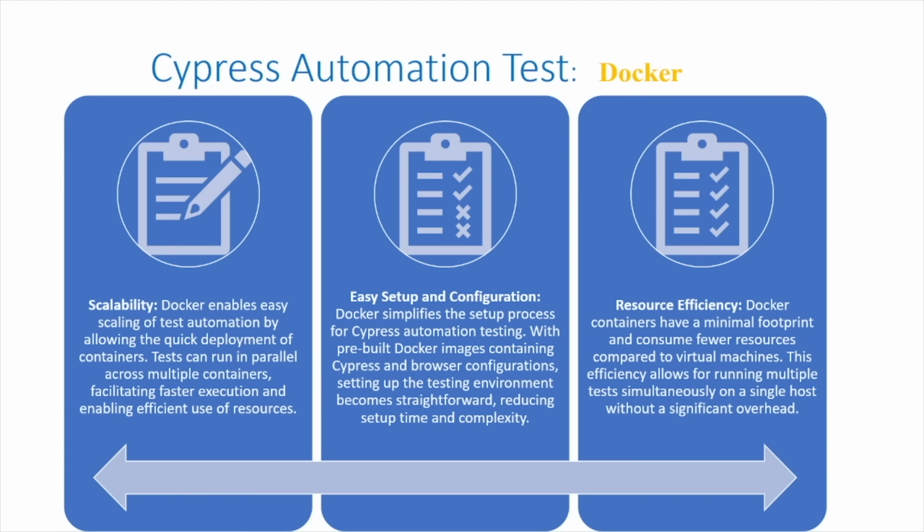Easy setup and configuration. Docker simplifies the setup process for Cypress automation testing. With pre-built Docker images containing Cypress and browser configurations, setting up the testing environment becomes straightforward, reducing setup time and complexity. Resource efficiency. Docker containers have a minimal footprint and consume fewer resources compared to virtual machines. This efficiency allows for running multiple tests simultaneously on a single host without significant overhead.